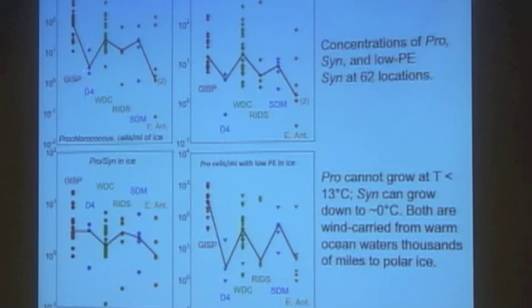So the blue is a different part of Greenland. This is the West Antarctic, another part of the West Antarctic, Siple Dome, another part of the West Antarctic. And then here is East Antarctica, which has the highest location of ice. It's the hardest for the cells to make it to. And it typically has the smallest number of Prochlorococcus there, Synechococcus here. The ratio of Prochlorococcus to Synechococcus is between about 1 to 1 and 3 to 1 or 5 to 1. And this is the grouping of cells that have the very low phycoerythrins.